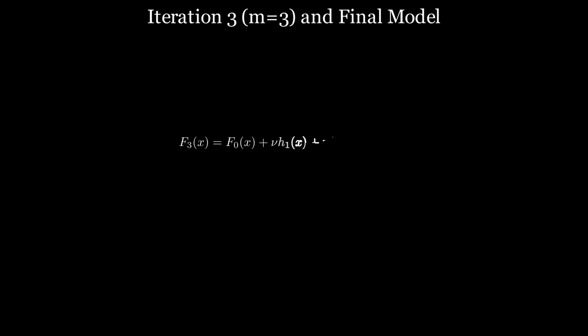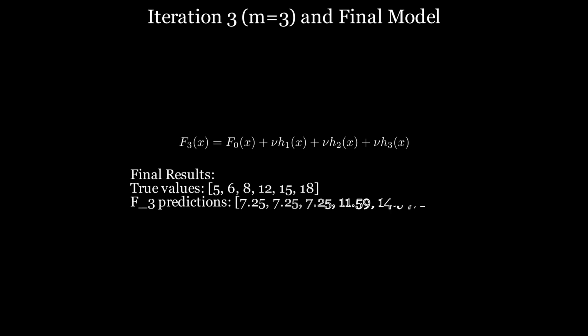Our final model, F3, is the sum of our initial guess plus the contributions from all 3 of our weak learners, each scaled by the learning rate. Let's see the final predictions after 3 rounds. As you can see, the predictions are not perfect, but they are much, much better than our initial guess of 10.67 for everything. With more iterations, the model would get even more accurate.